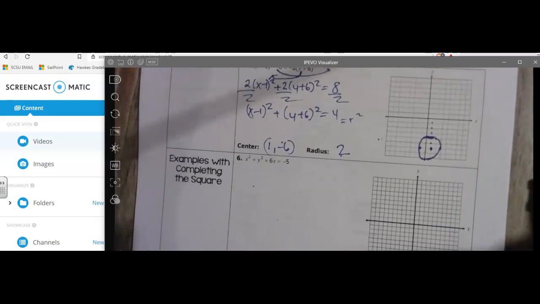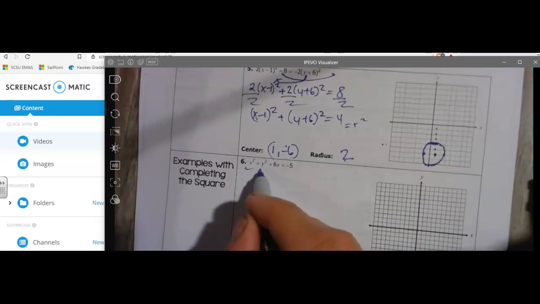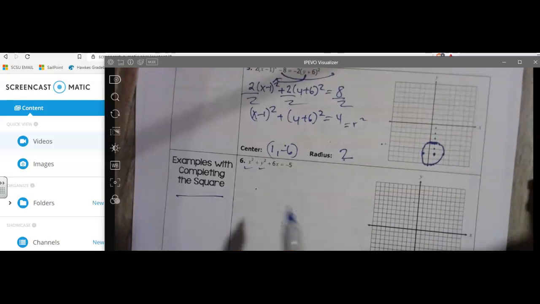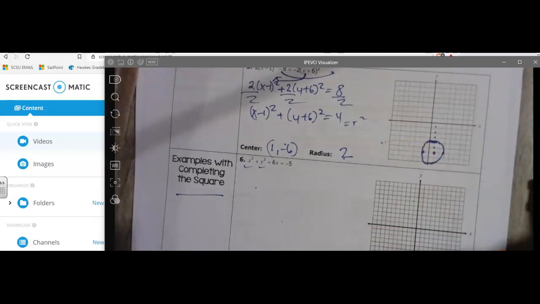Now here we have to say, well, what do I need to do? I've got the x squared here, I've got the y squared here. Now, this one's different. This is called completing the square. So this is a little tricky. You're only going to have one problem to do, and it's a little challenging, but I want to expose you to it.